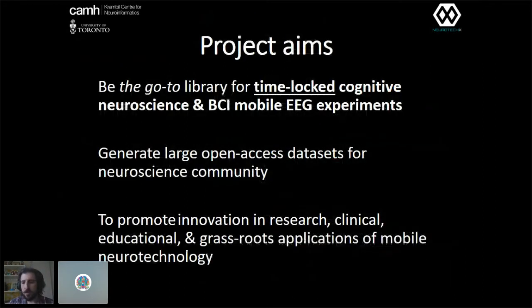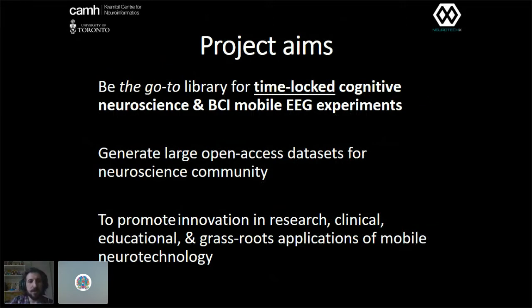What are the aims? There are three main aims really for what we're trying to do here. We want to be the go-to library for time-locked cognitive neuroscience and BCI mobile EEG experiments. We want to generate large open access data sets for the neuroscience and also for the non-neuroscience community. And we want to promote innovation in research, in clinical and in education, and what we could probably broadly call grassroots or enthusiast communities.